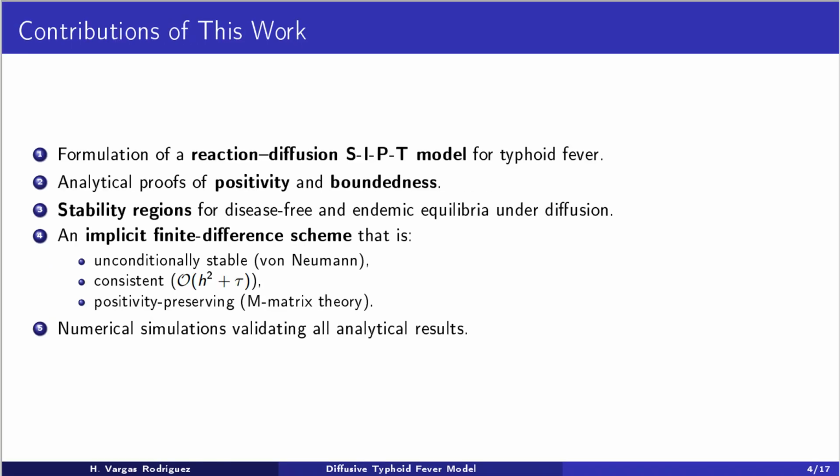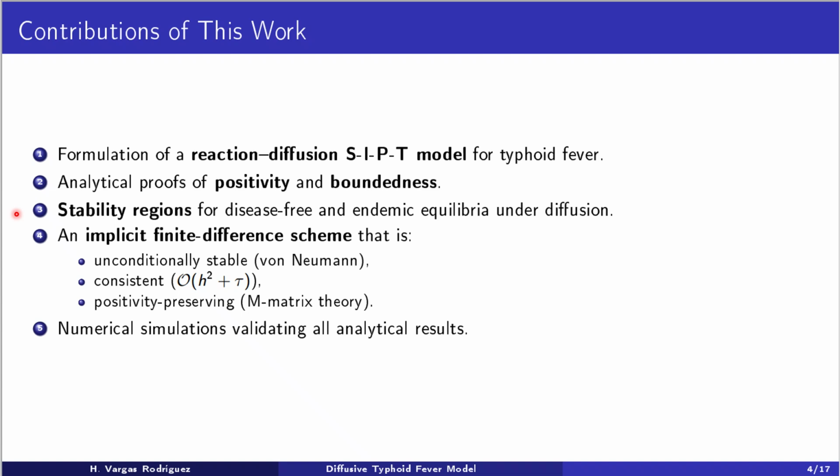Let me highlight the 5 main contributions of this work. First, we formulate a reaction diffusion model with 4 compartments: susceptible, infected, protected, and treated, what we call the SIPT model. Second, we rigorously prove that the continuous model preserves positivity and boundedness, essential properties from a biological standpoint.